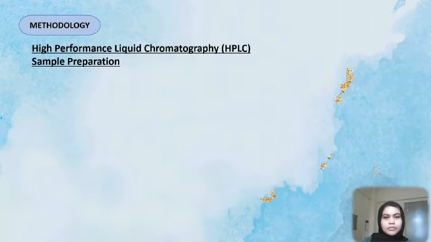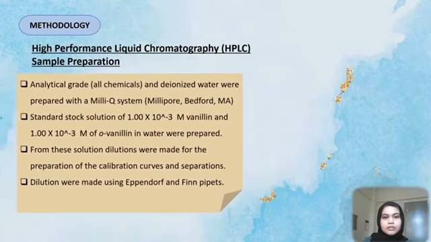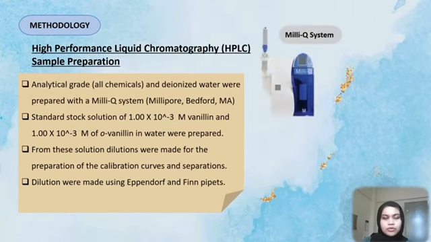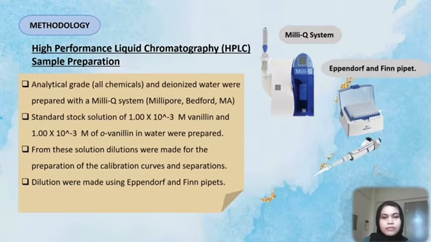Now I'm going to continue with the methodology for high-performance liquid chromatography (HPLC) sample preparations. All chemicals were analytical grade and deionized water was prepared with a Milli-Q system. Standard stock solutions of vanillin with a concentration of 1 × 10⁻³ M and ethylvanillin with the same concentration in water were prepared. From these solutions, dilutions were made for the preparation of the calibration curves and separations. Dilutions were made using Eppendorf and Finnpipette pipettes.